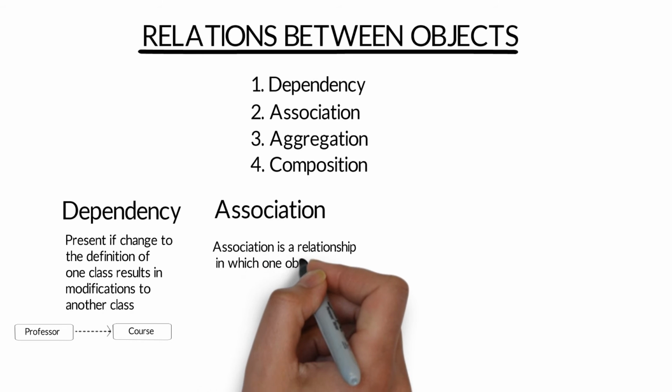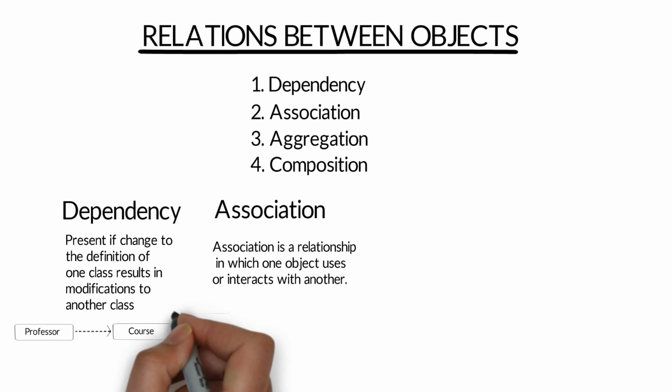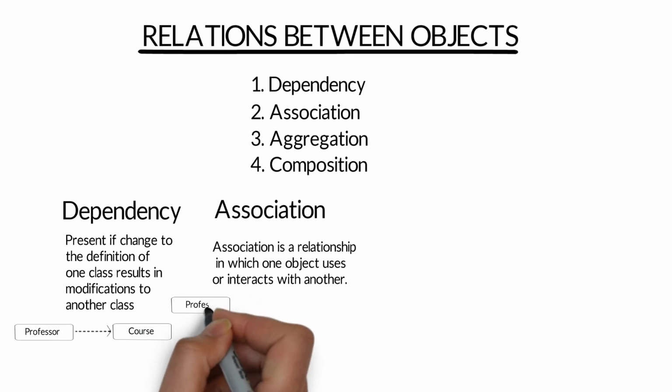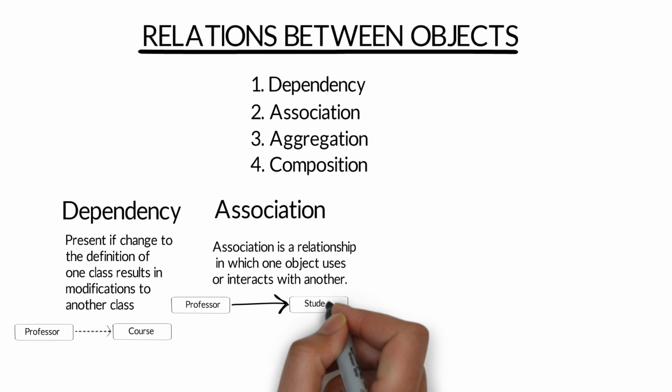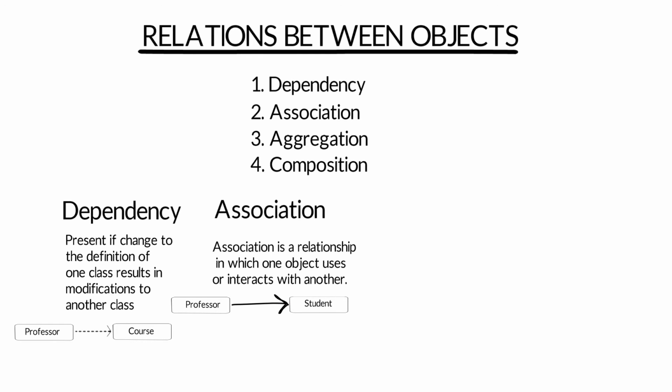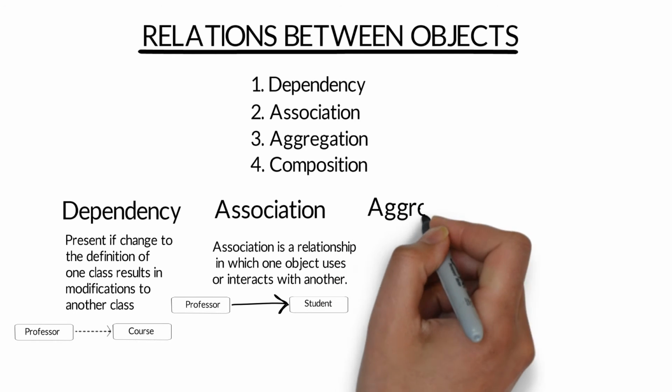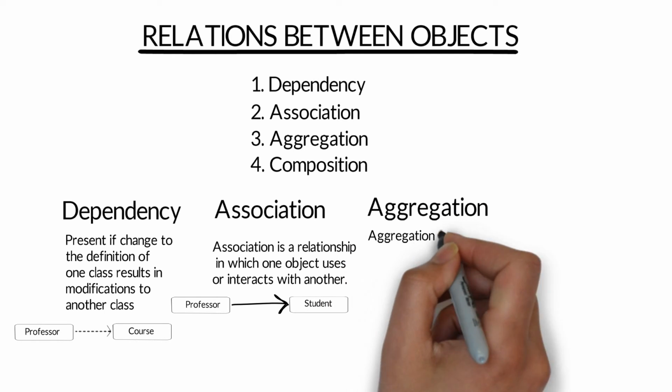Association is a relationship in which one object uses or interacts with another. For example, in the classroom, the professor communicates with students. Association can be seen as a specialized kind of dependency, where an object always has access to the objects with which it interacts, whereas simple dependency doesn't establish a permanent link between objects. When one object uses the services of another but does not own it, the objects have an association.